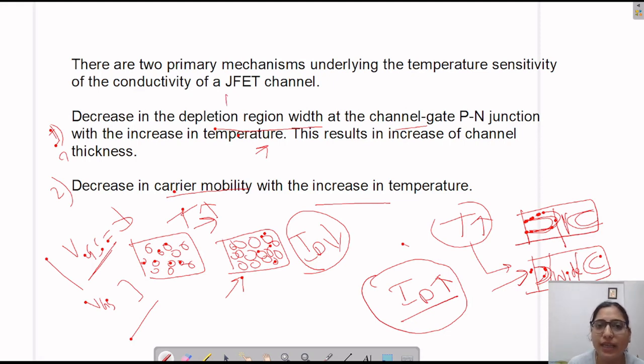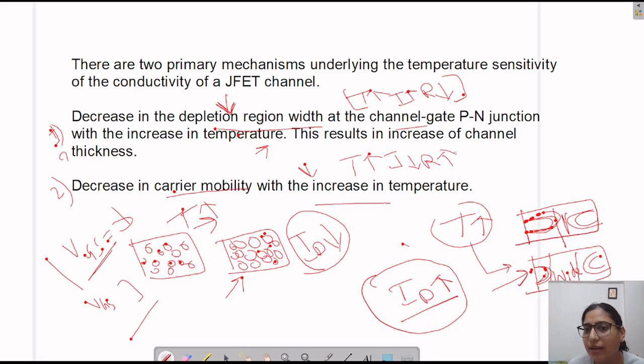In the first case, we see that temperature increases, ID increases. It means resistance has to decrease. So this is a negative temperature coefficient phenomenon in the first case. But in the second case, temperature increases, ID decreases, which means resistance is increasing. So this is the positive temperature coefficient of resistance. Negative and positive temperature coefficients of resistance are both working simultaneously here.